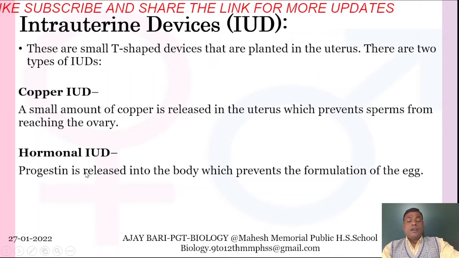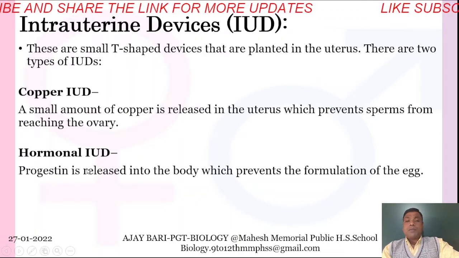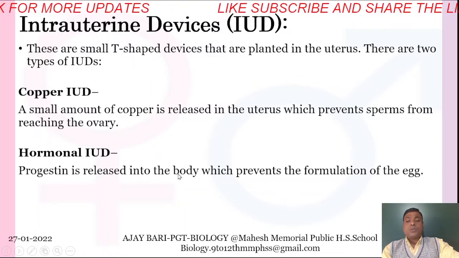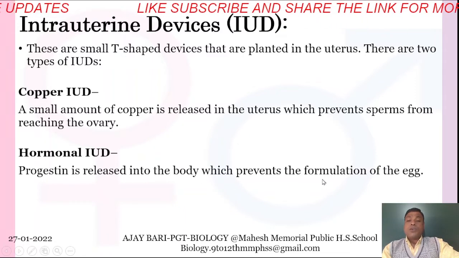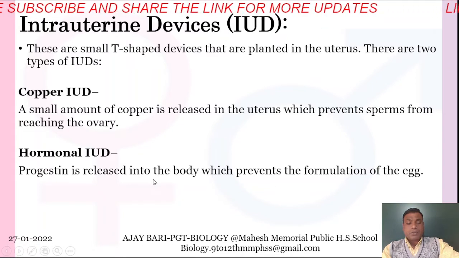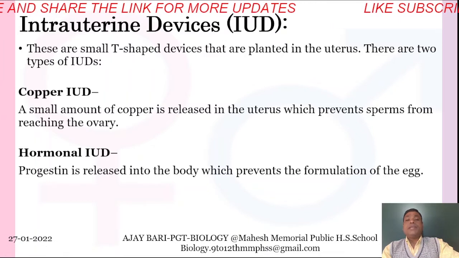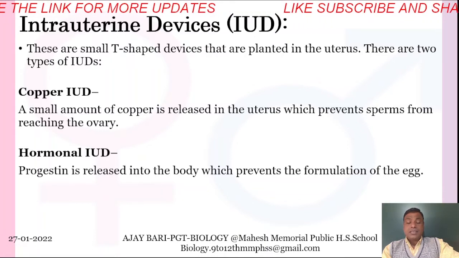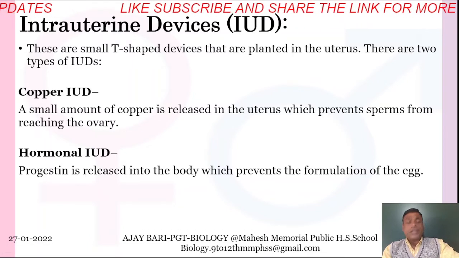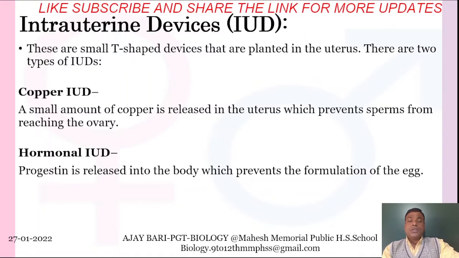The other type uses hormonal secretion. Progestin is released into the body to prevent ovulation. The formation of the egg can be prevented in the female's body so that no ovulation takes place. Hence, the sperm and ovum will not fuse together. So such types of intrauterine devices can be used to control birth.